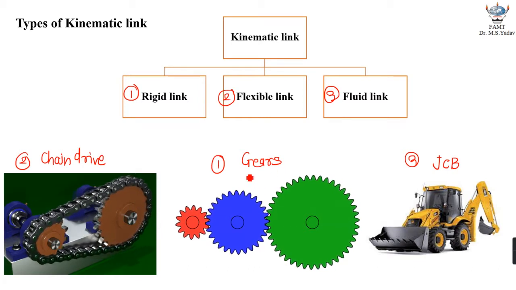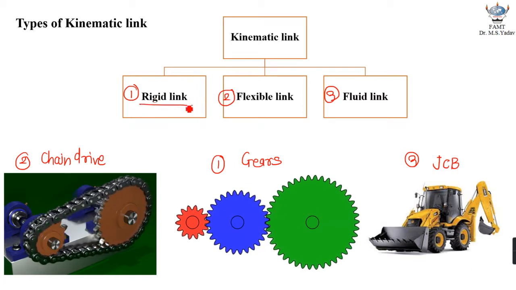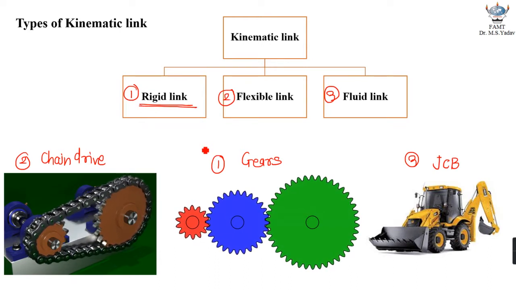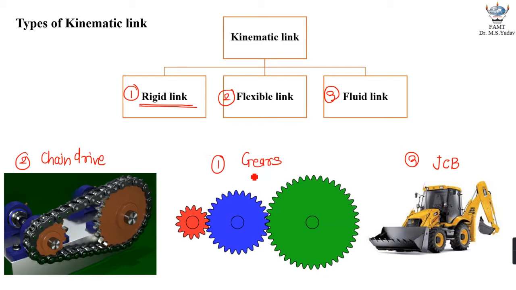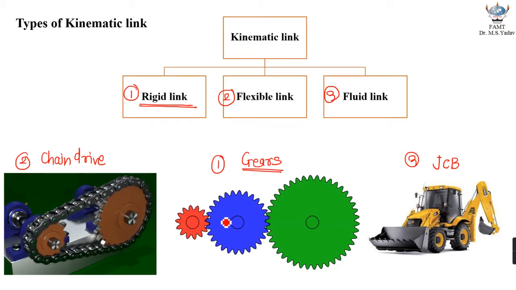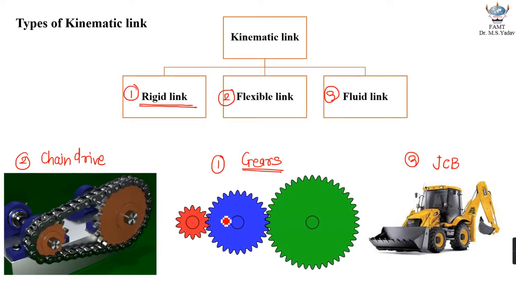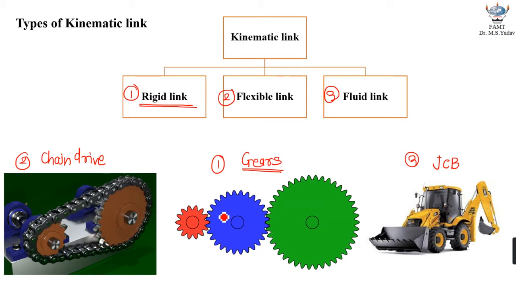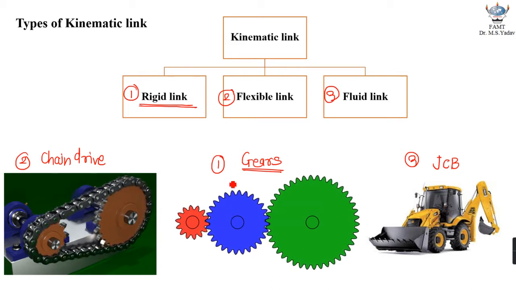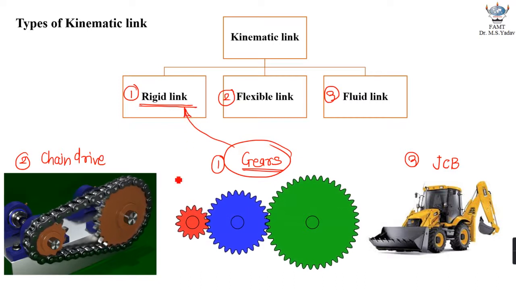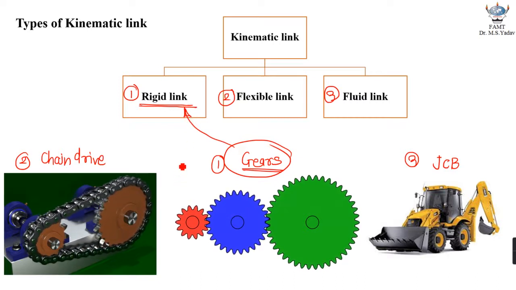Now, rigid link is the one which does not deform at all while transmitting motion or forces. Say for example, these gears. When these gears turn and they transfer motion or forces, their deformation is negligible. We can't see that deformation. So, these gears become the best practical example as far as rigid link is concerned.